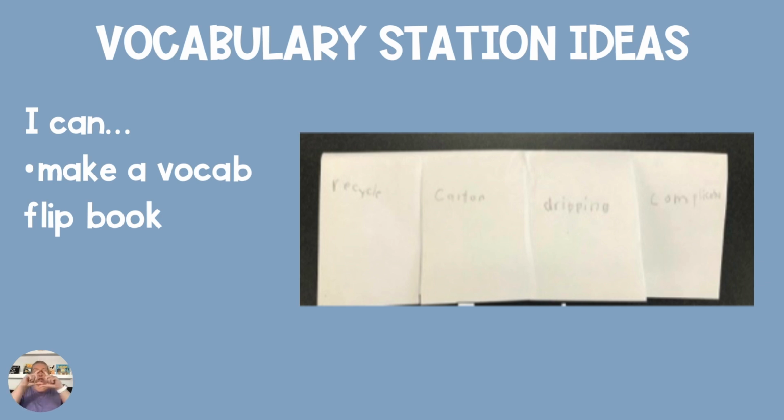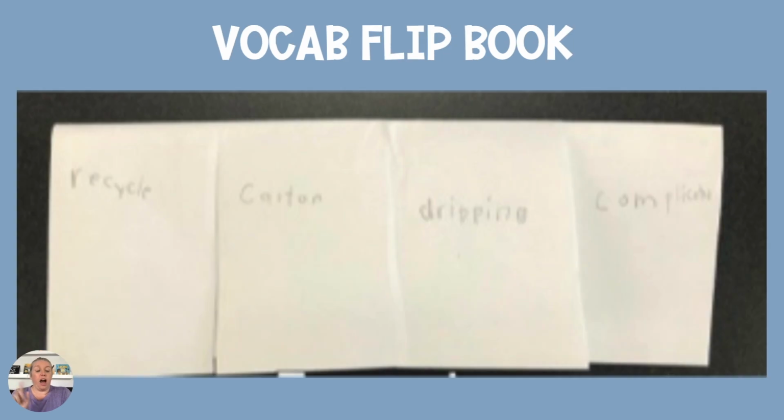So what I did for this is I took a piece of white paper, I folded it hot dog style, and then I cut it so there were four boxes. Then what they do on the front, and I'm going to show you a little bit closer up, on the front, they're going to write the words. So they choose four of the words from this list that we're working on.